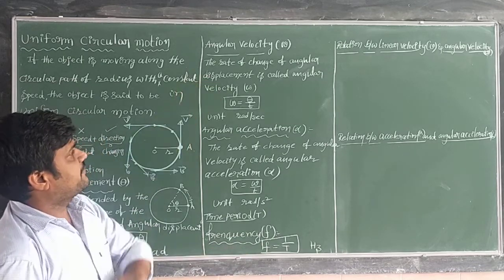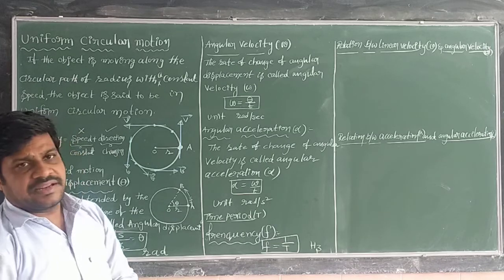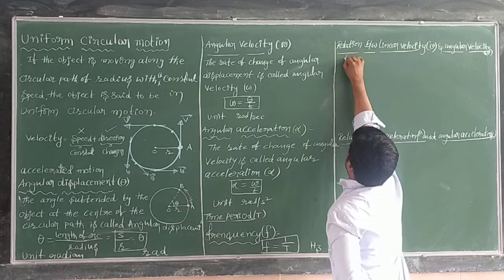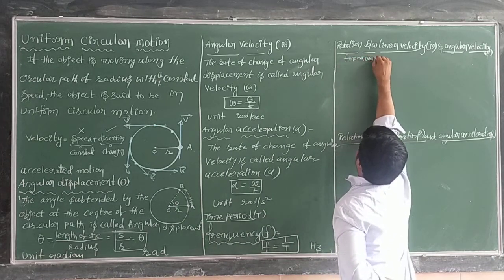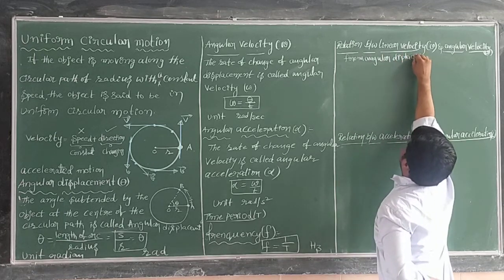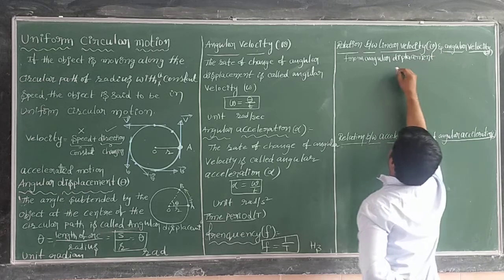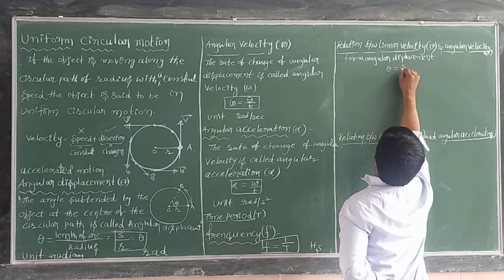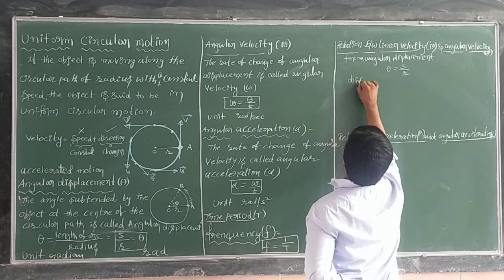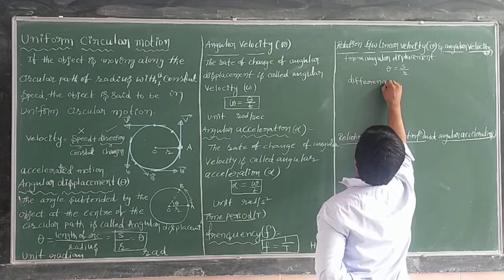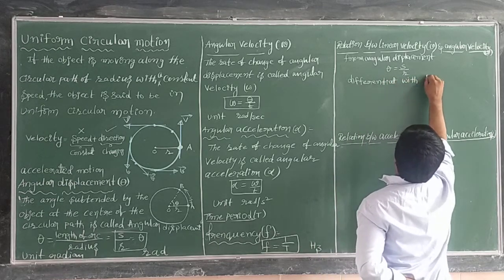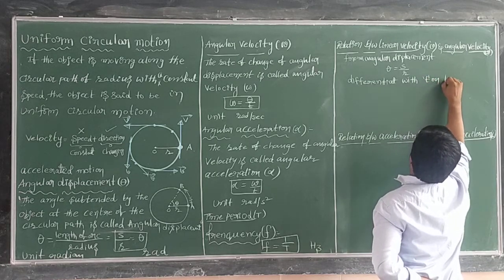Now thereafter, let me have the relation between linear velocity and angular velocity. From the definition of angular displacement, we have theta equal to s divided by r. Now differentiate with respect to t on both sides.